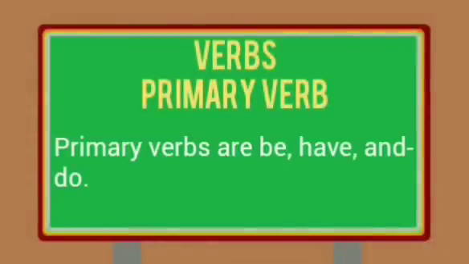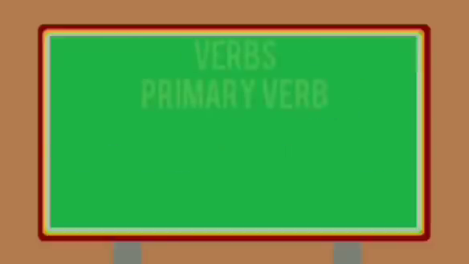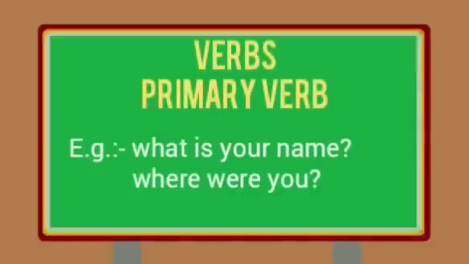Primary verbs are be, have, and do. The following table explains the role of these primary verbs. For example, what is your name? In this sentence, the word is the verb of be in simple present tense. Where were you? In this sentence, the word were is the verb of be in the simple past tense.